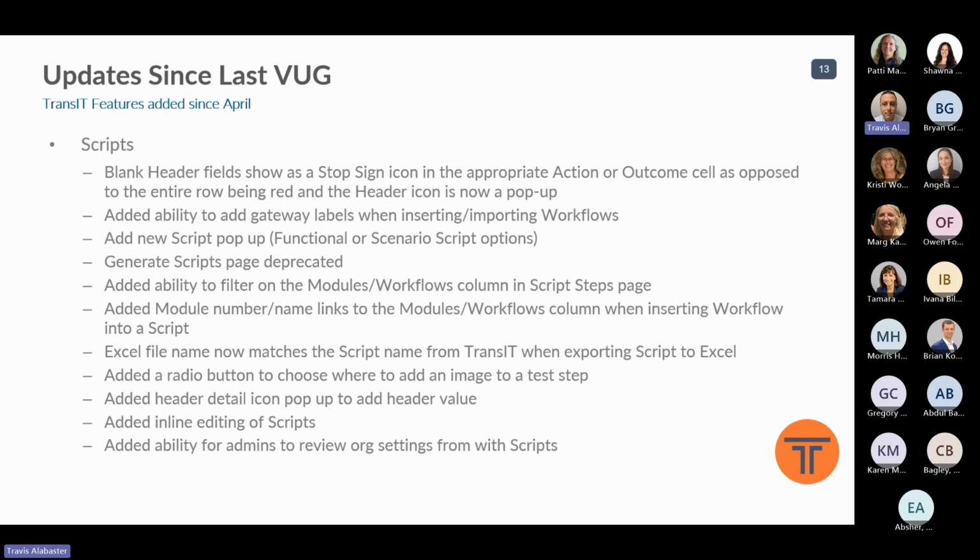We added the ability to add gateway labels. By default, it's turned off, but if you want to add a step inside your scripts when you're importing a workflow, you can add a step for the gateways.